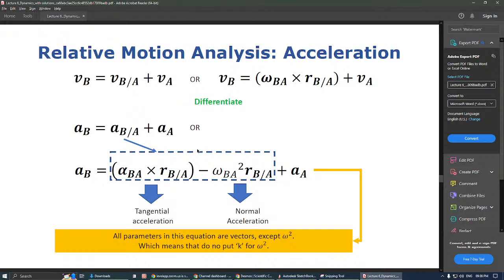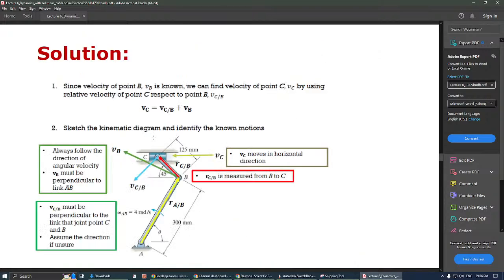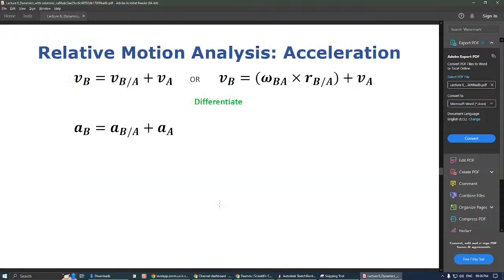Then for acceleration you have to differentiate. Acceleration is also asked? In this question, has he asked acceleration? No, only the velocity here. Then why is he doing acceleration? So this is the next topic starting. He is explaining how to find acceleration.